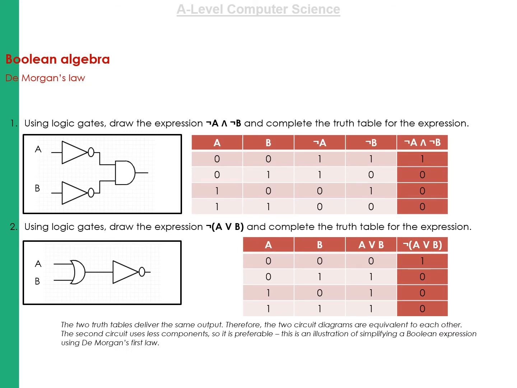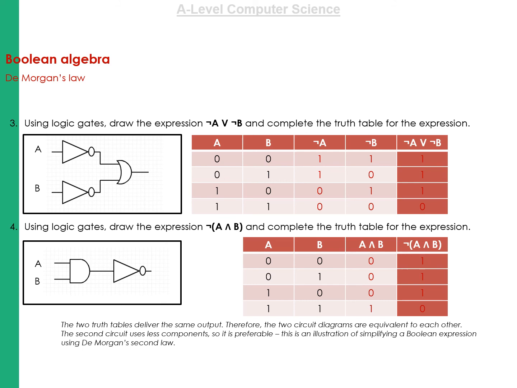So here you can see the two expressions give the exact same result. Not A and not B is the same as saying not (A or B). But actually in this case, not (A or B) is better because there are fewer components. So the second circuit is more preferable. This means that it's going to save us money and the engineering is going to be much easier.